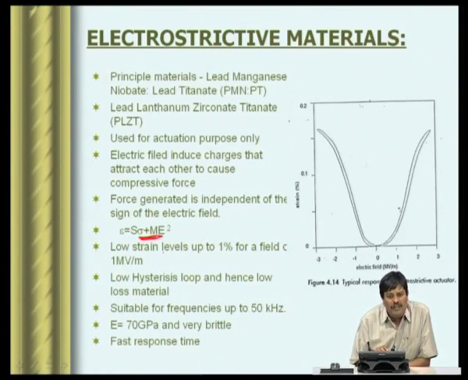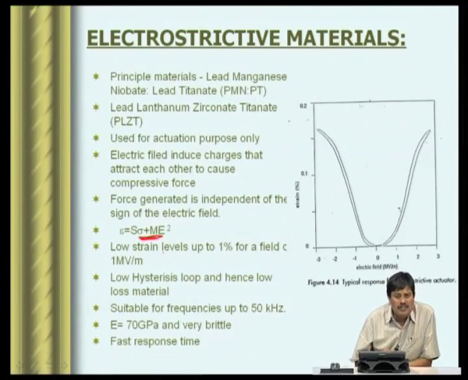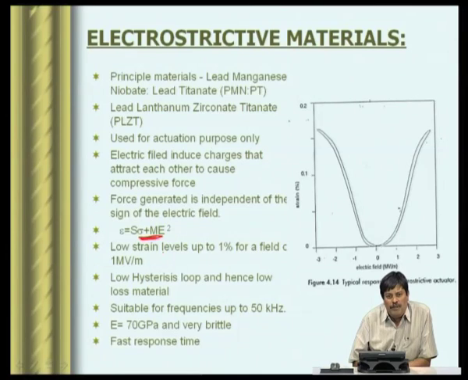There are two different types of electrostrictive materials, one made from lead magnesium niobate lead titanate, which we call PMN-PT electrostrictive materials, and the other made from lead lanthanum zirconate titanate, which we call PLZT. They are basically used only for actuation purposes. There is nothing reported in the literature about using this material for sensing. So, basically, for a given electric field, the strain will be the square of the electric field.